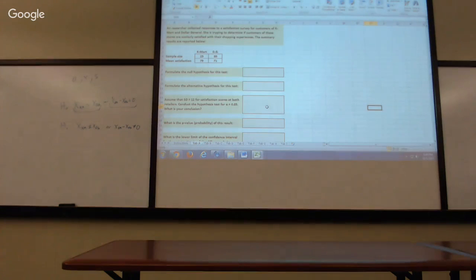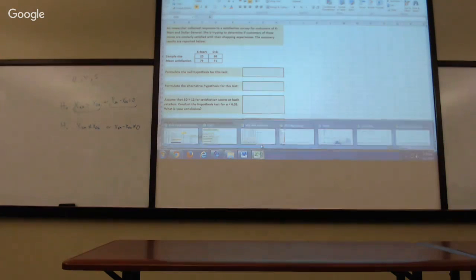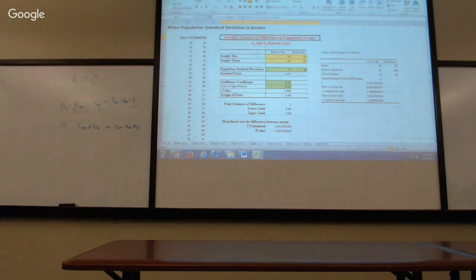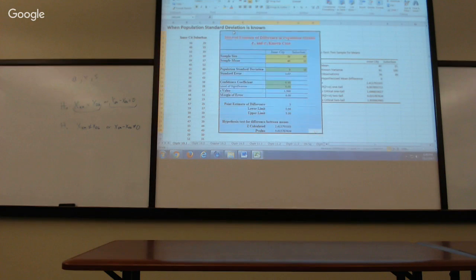It says here on the third part, assume that the standard deviation is equal to 12 for satisfaction scores at both retailers. So if we're assuming the standard deviation is equal to 12, we're assuming that's the population standard deviation given to us. And so if we know the population standard deviation, we can go to this template, an interval estimate for the difference in population means when the standard deviations of both are known. We copy this template over.